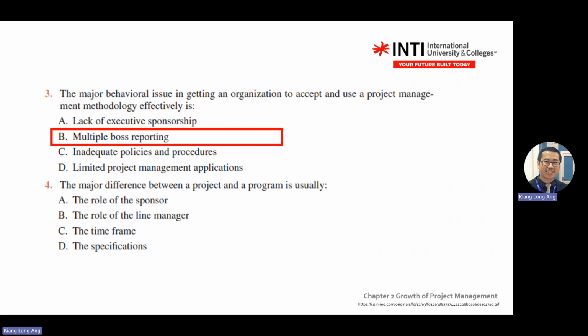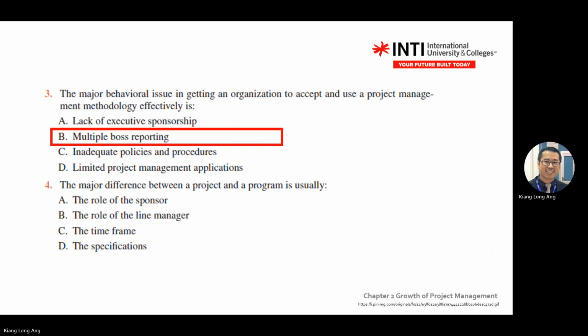Okay. Multiple boss reporting is a behavioral issue because why? They are the ones who decide. They can decide whether or not to use your management methodology. Okay. Sponsorship. Sponsor, their main role is what? The main role is to give you money and to tell you whether you proceed or cancel the projects. Okay.